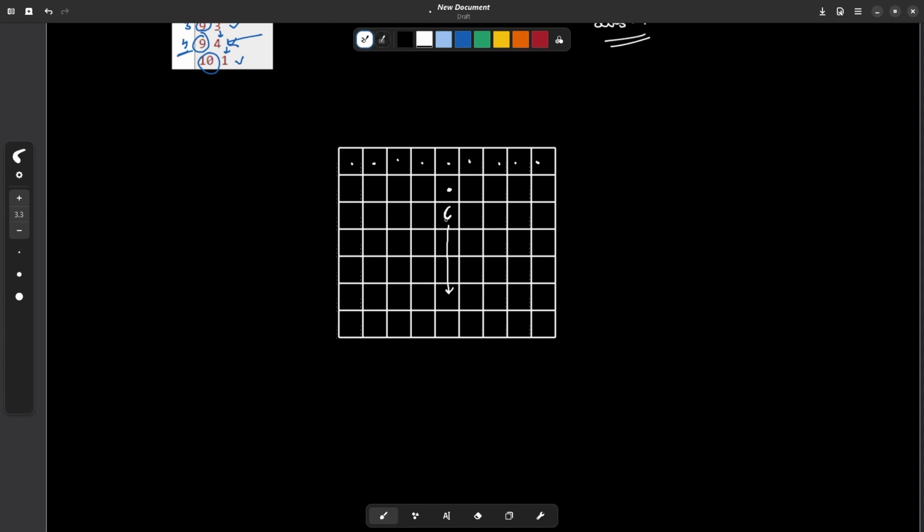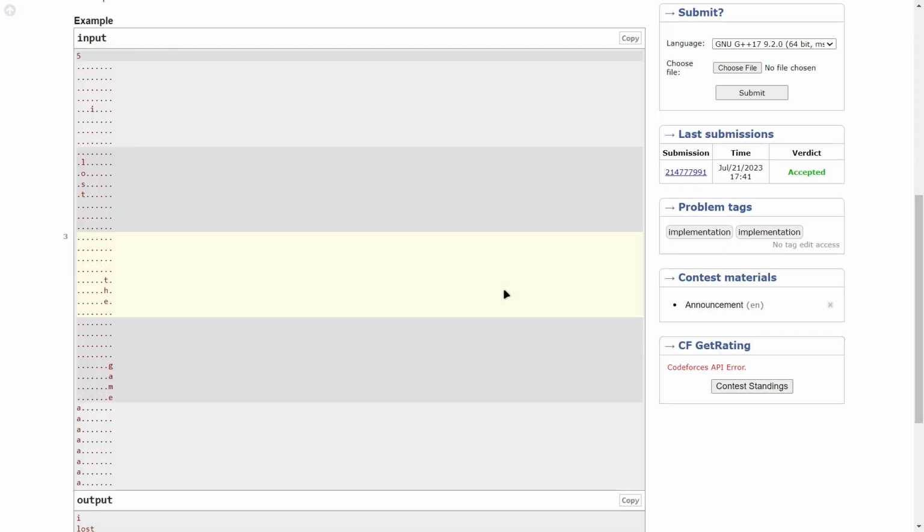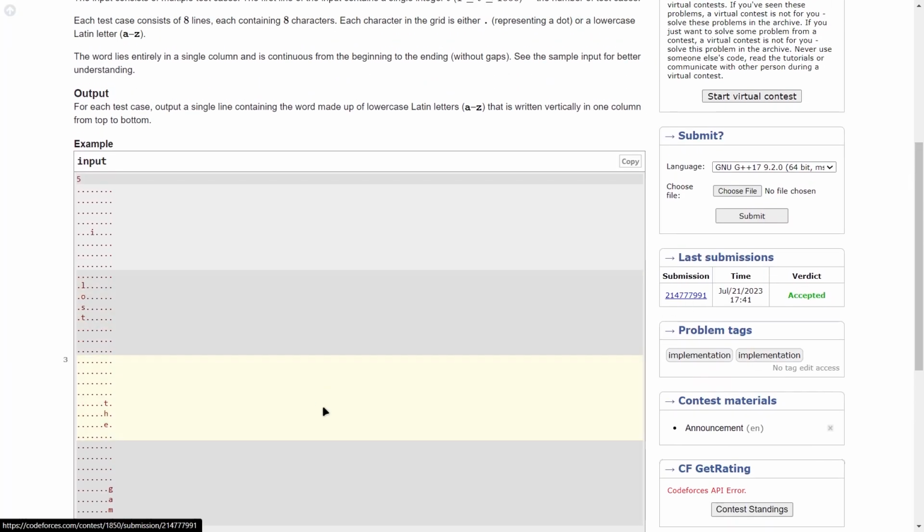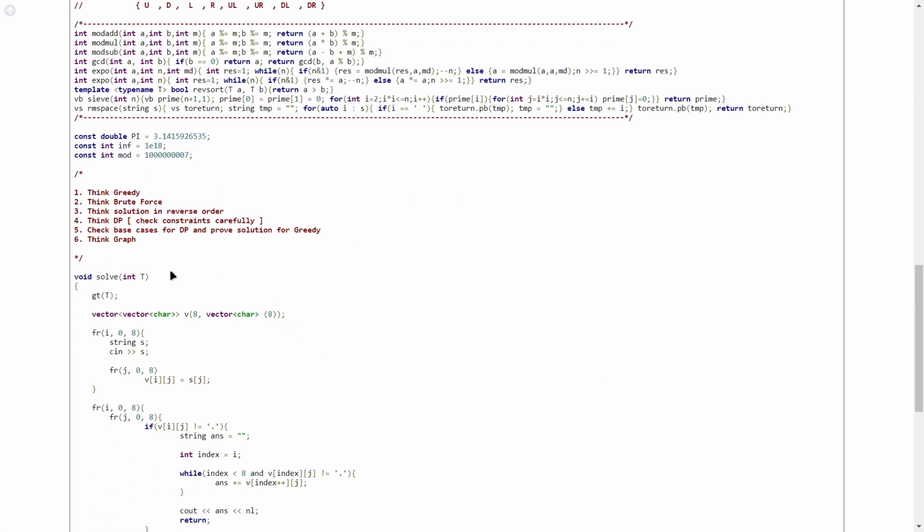So what I can basically do is find the first character and just try going downwards. Right. As long as I find new characters, I can keep going downwards. And as soon as I encounter a dot or I move out of the bounds of the grid, I can just break my word formation. Right. So this was also very simple. It's just a simple implementation problem. So let me just show you the code, how I did it.